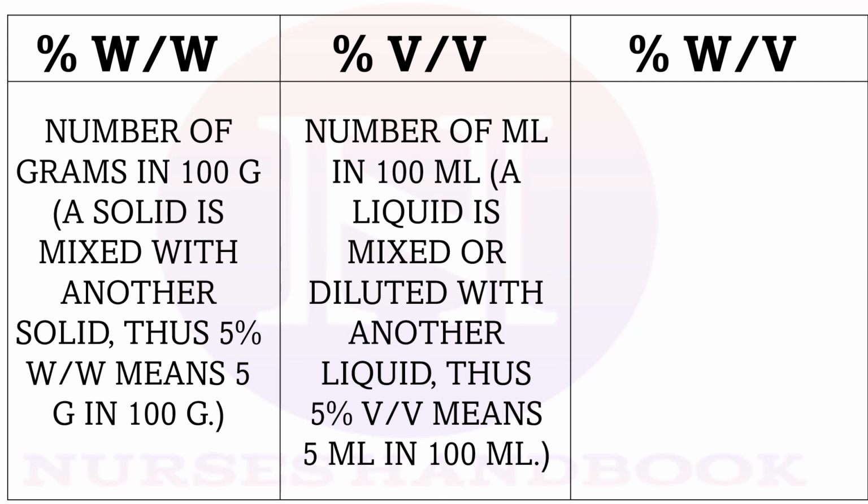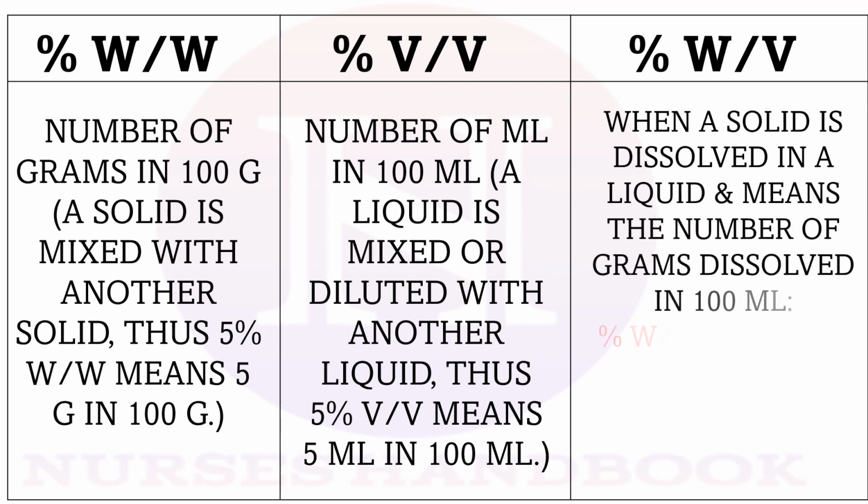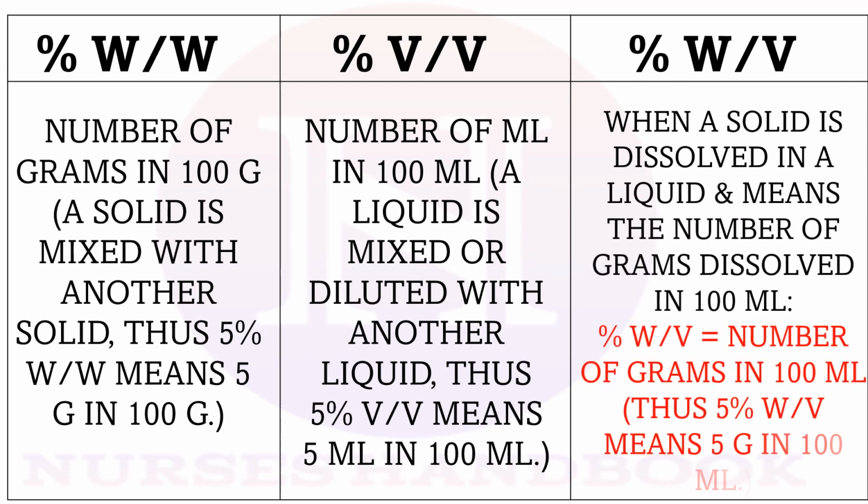Our third type is the most common percentage concentration that we encounter, and that is the W by V, that is weight in volume. It is when a solid is dissolved in a liquid, that is the number of grams in 100 ml. For example, if on any drug it is written as 5% W by V, it should be understood that there are 5 grams in 100 ml of the complete solution or the injection.